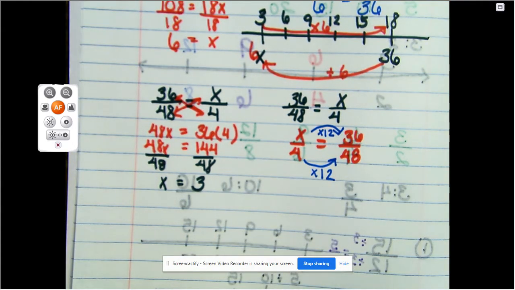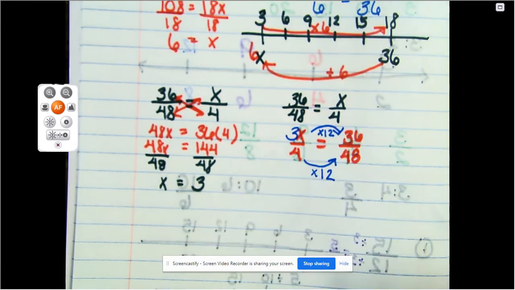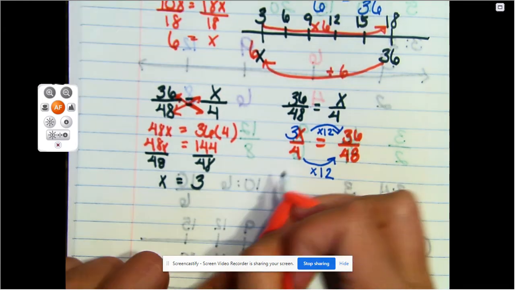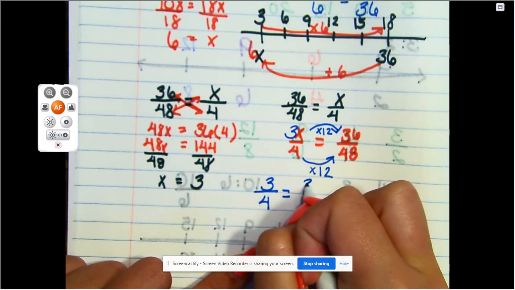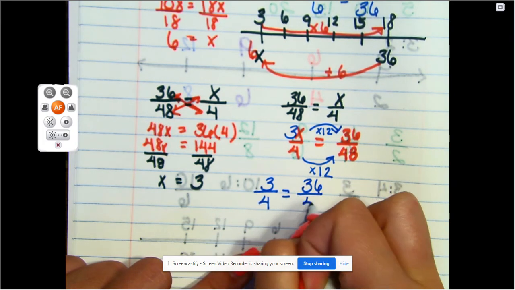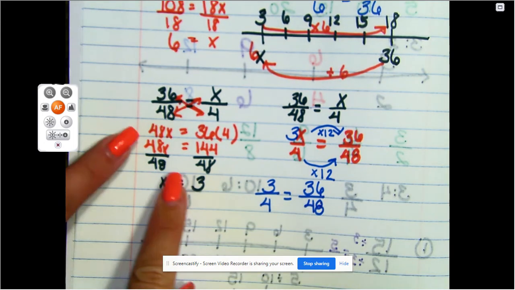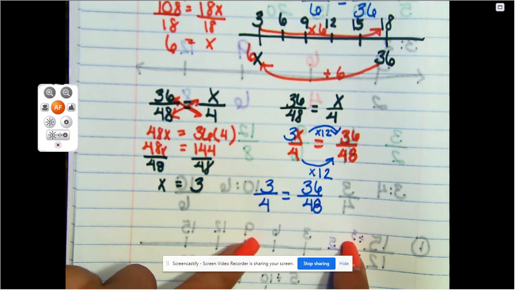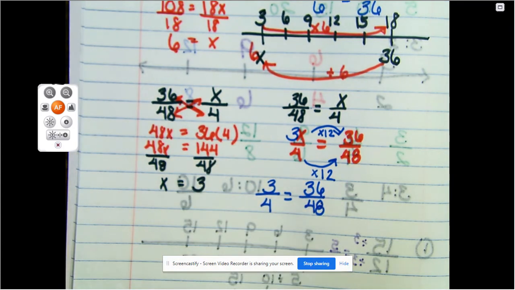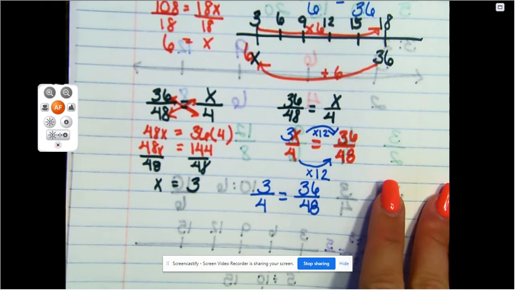So let's work in the opposite. 36 divided by 12, and that number is 3. So either way, we can find our proportional relationships. Again, this was 3 over 4 is equal to 36 over 48. So if you prefer cross multiplying, you can use it. If you prefer the guess and check and working backwards with multiplication and division, that will work as well. Okay, so that was page 7 of your notebook.